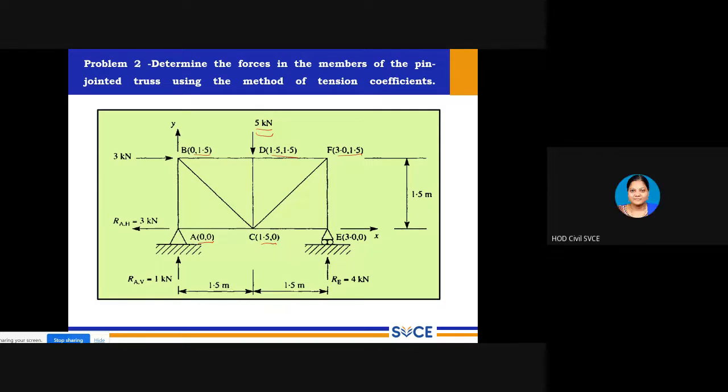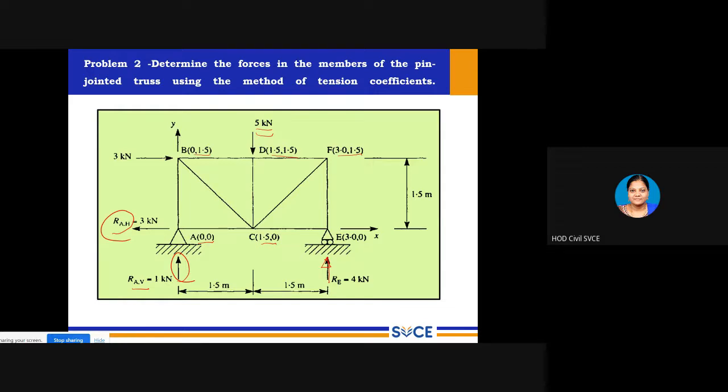Two will be there because it's a hinged support. So you have one horizontal reaction and one vertical reaction, represented as RAV and RAH. So you have to get the support reactions first of all. And similarly at the point E, it is a roller support, so you'll be having one vertical reaction like this.